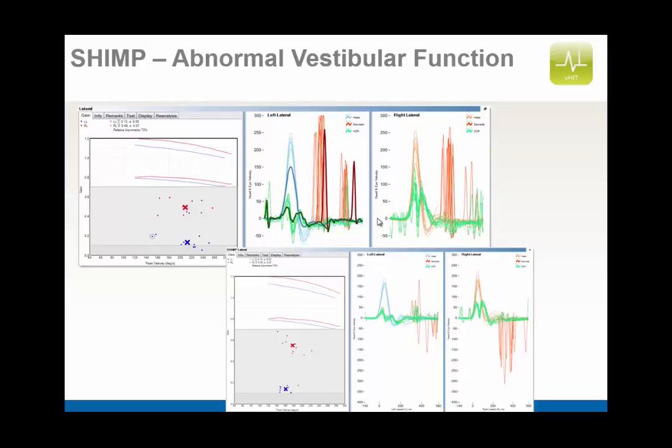For SHIMP, what you see here is that on the left side, could there be some function here? Maybe. But if you look at the right side, there's obvious function. Look at these beautiful catch-up saccades. So the VOR is still low, the gain is still low, just like it was in VHIT. But for SHIMP, they show that they can produce some catch-up saccades on the right side, and what this is telling us is that the right side has some function left. The left side is questionable.